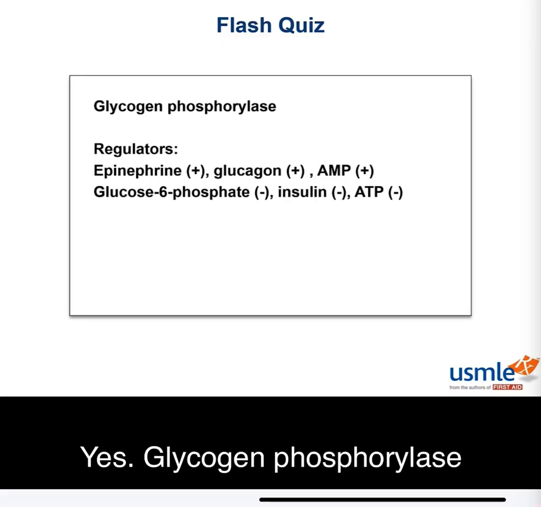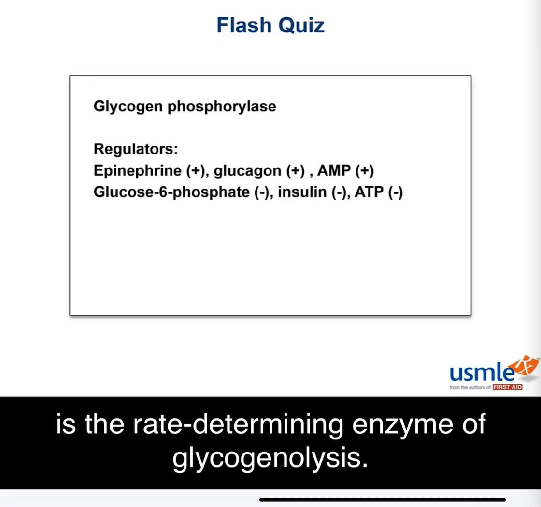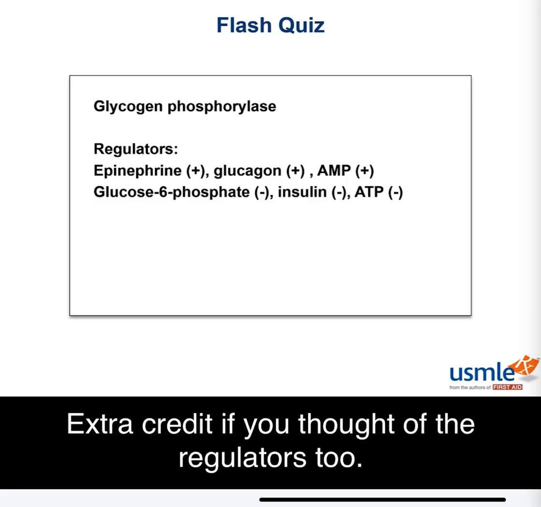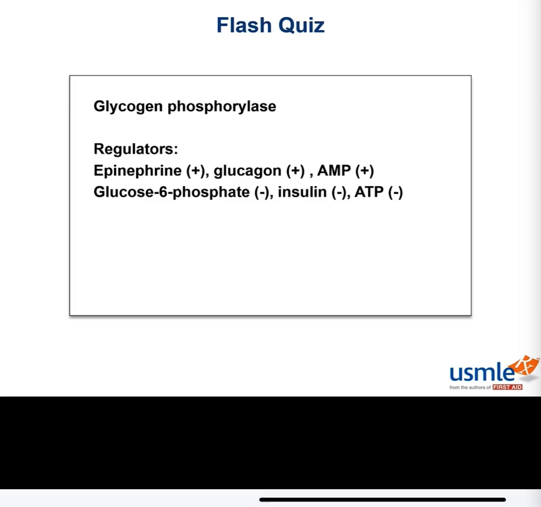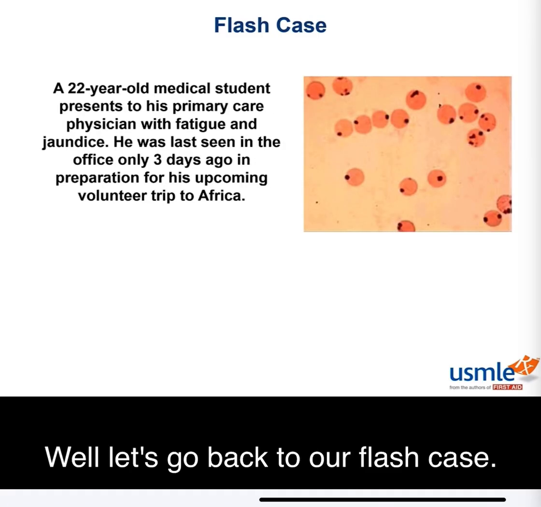Yes, glycogen phosphorylase is the rate-determining enzyme of glycogenolysis. Extra credit if you thought of the regulators too. Well, let's go back to our flash case.